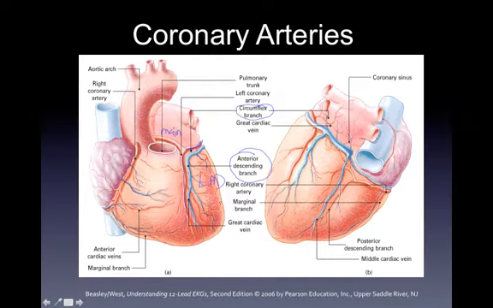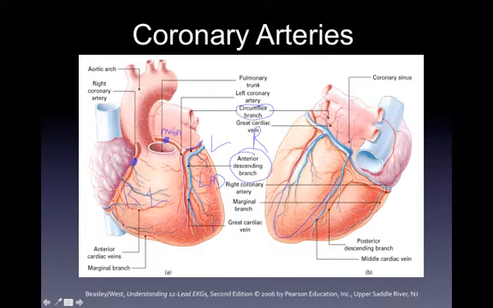Now here's my point. If you have an occlusion in this vessel here, you're going to kill 90% of the left side of the heart and 10% of the right. If you have an occlusion here, you're going to kill off 90% of the right side of the heart and 10% of the left. The two areas that they overlap in is this area back here.